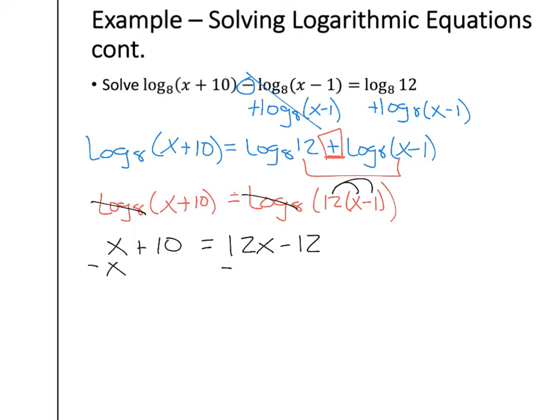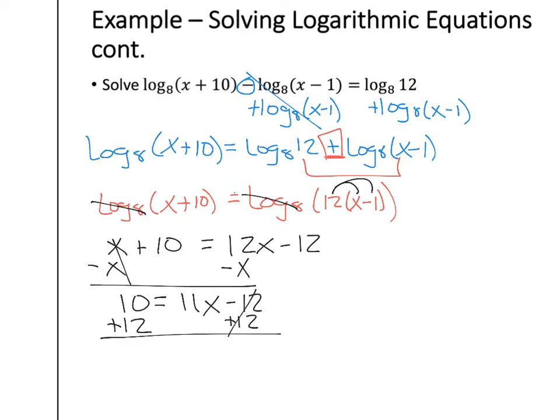And then I'm just going to solve from here. I'm going to subtract my x from both sides. So I have 10 equals 11x minus 12. I'm going to add 12 to both sides. So I have 22 equals 11x. Divide by 11. I get x equals 2.